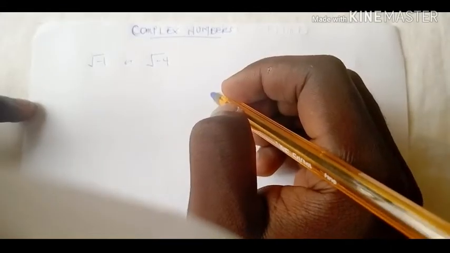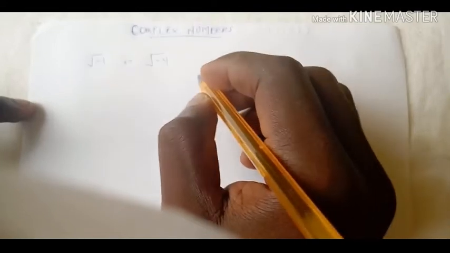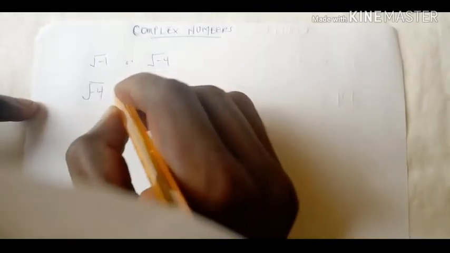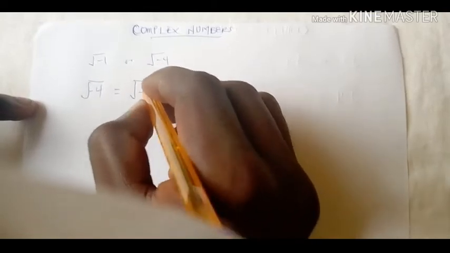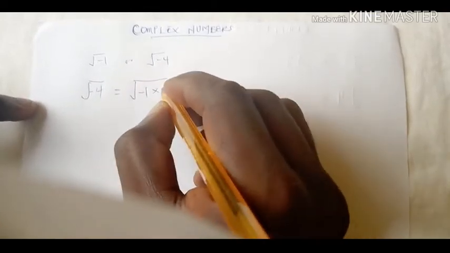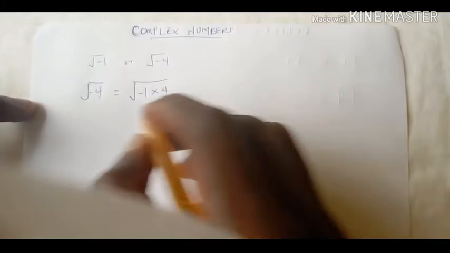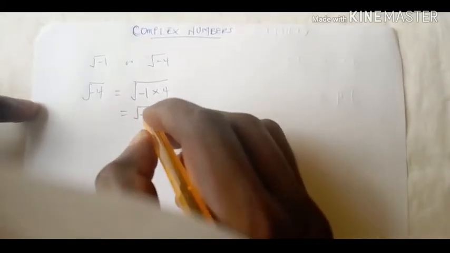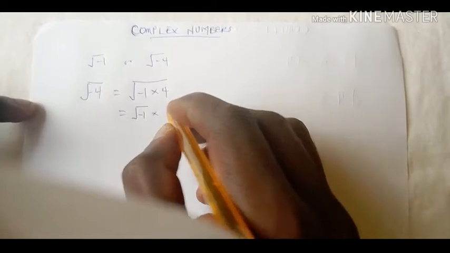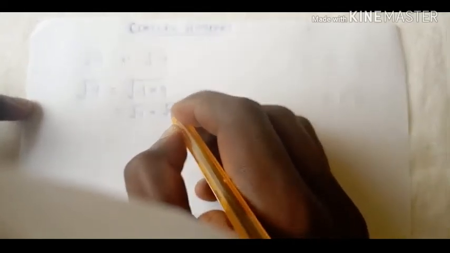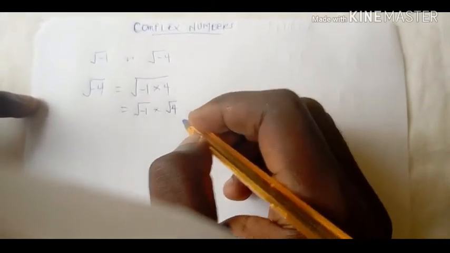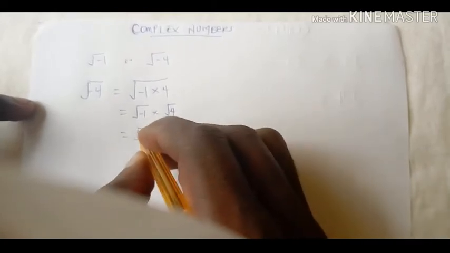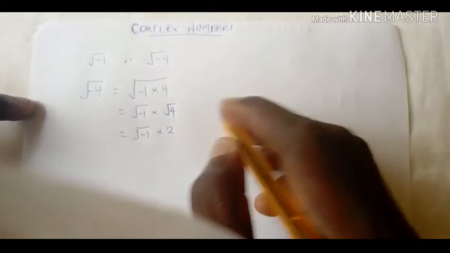Now we could actually see that the square root of -4 is the same thing as the square root of -1 times 4, and I can write this as the square root of -1 times the square root of 4, which gives us the square root of -1 times 2.